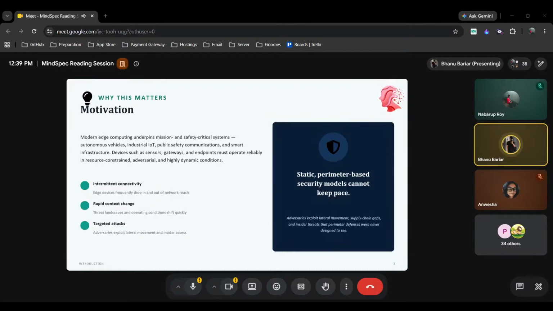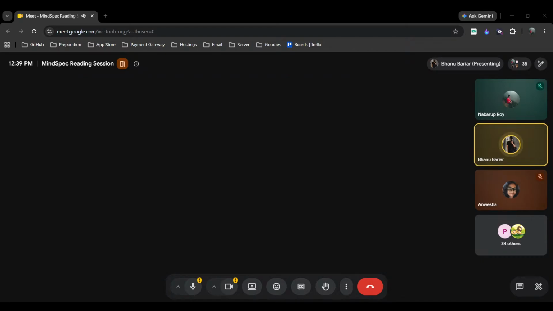Devices are often geographically distributed. Resources are also constrained, and they are physically exposed. They also operate in dynamic environments, making them more vulnerable to cyber attacks. The authors in this paper highlighted three key challenges.